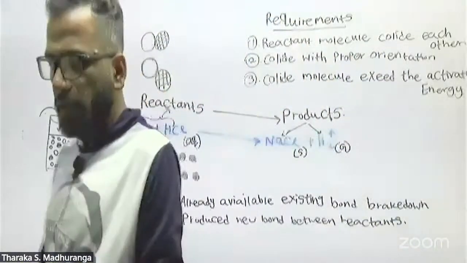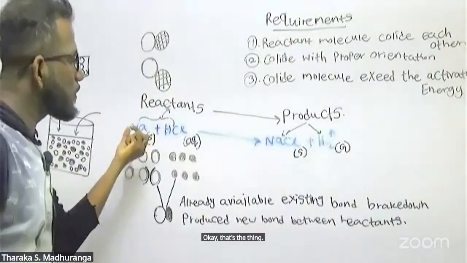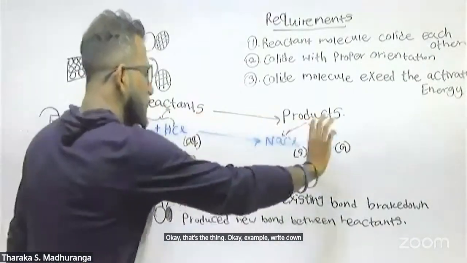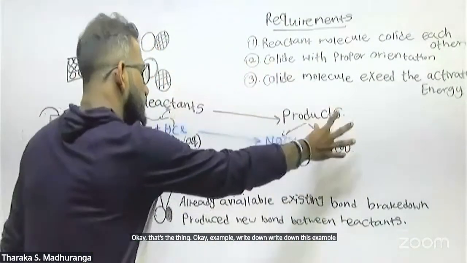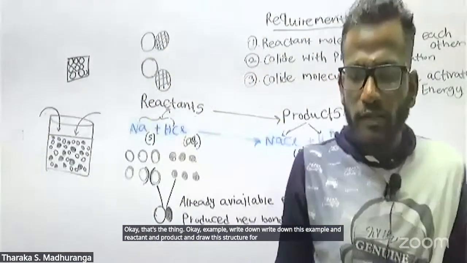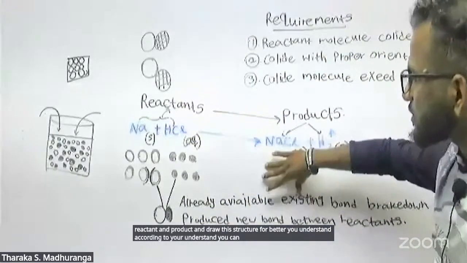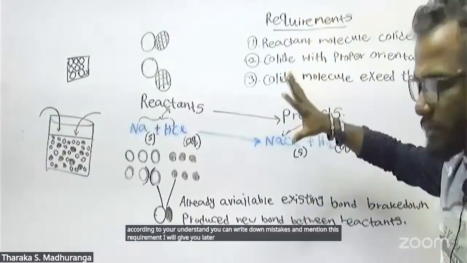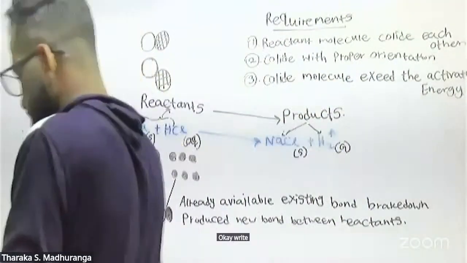Okay, that's the thing. Now write down this example, the reactant and product, and draw this structure for better understanding. According to your understanding, you can write down the steps and mention this requirement. I will give you later. Okay, write down this. Draw that.